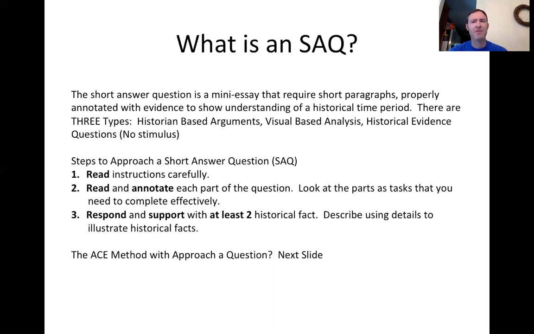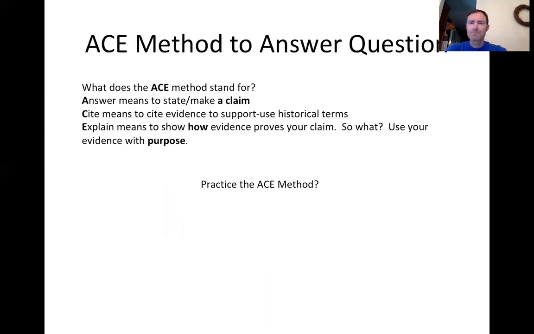What is the ACE method of approaching this? This is not unique to me, but it's something suggested by the College Board and other resources. ACE stands for answer, cite, and explain. Answer means to state and make a claim. You are making a historical claim when you answer a question. Again, it's kind of like a miniature essay where you're trying to show, with limited time and evidence, that you can make a claim.